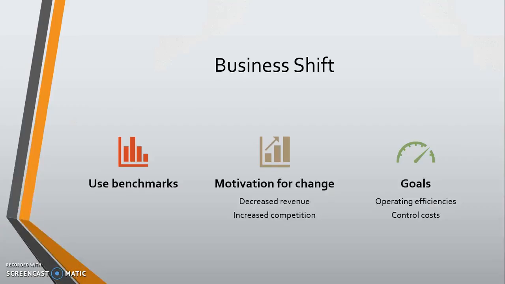Business shift. The author opens the article by describing a hospital in New York that had leaders change their business paradigm with benchmarks which led to improvements in service and operations. She states the hospital's motivation for change was their decrease in revenue and increased competition. They applied practices from other industries to identify products and services to gain competitive edge. Their goal was to achieve operating efficiencies and control costs.